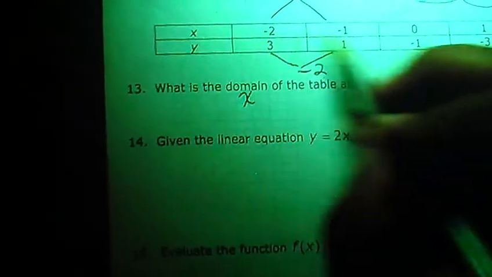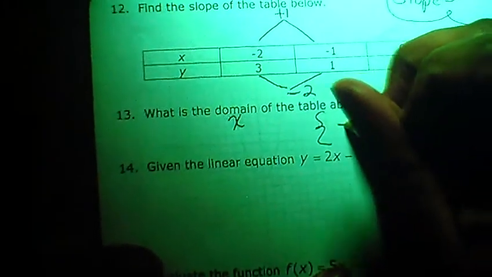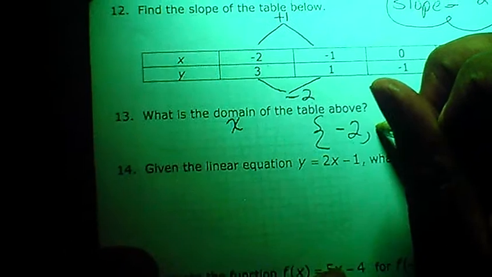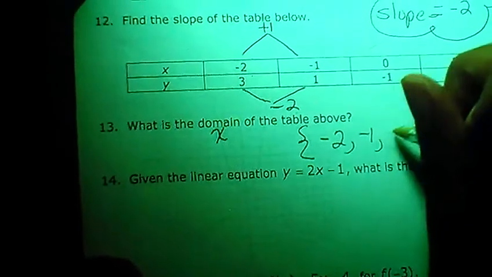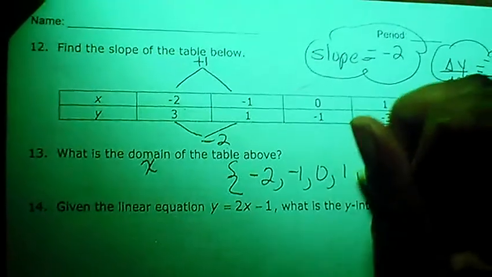So we look at our table of values, and our x values would be the set. Can someone read them for me? -2, -1, 0, 1, and 2.